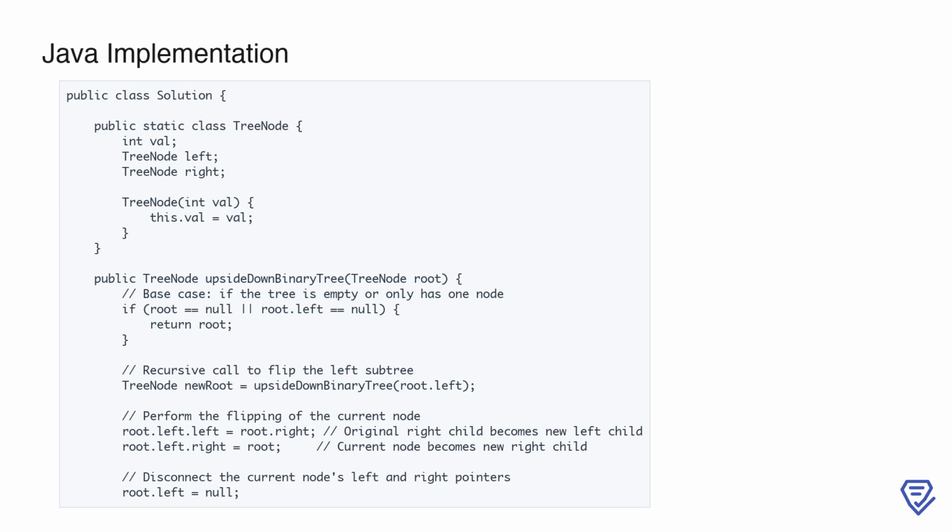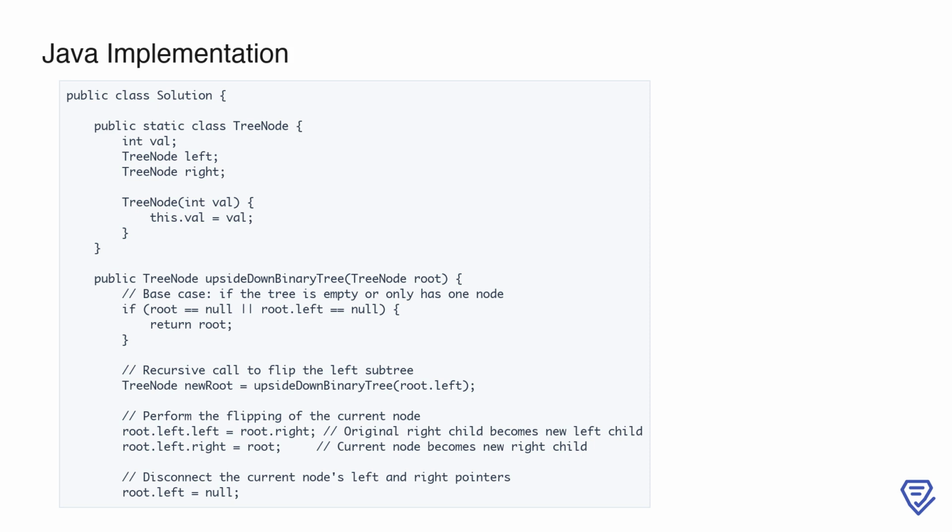Here, we begin the implementation of the upside-down binary tree method. First, we define the treeNode class to represent the structure of a binary tree node, which includes an integer value and pointers to its left and right children. The main function, upside-down binary tree, takes the root of the tree as input. We start by handling the base case.